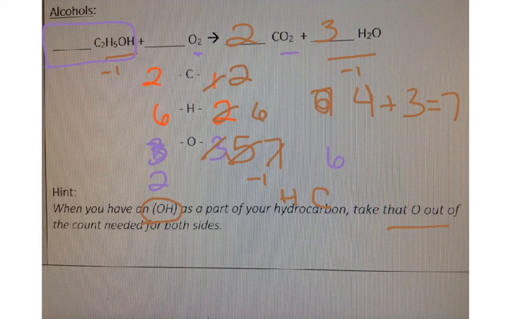So now I'm comparing 2 oxygens versus 6. And what's the common multiple between that? Well, that would be 6, so you need to make that a 3. So if I put a 3 in front of here, now my true counts come into play when I'm checking it. Okay, that should have made my 6.